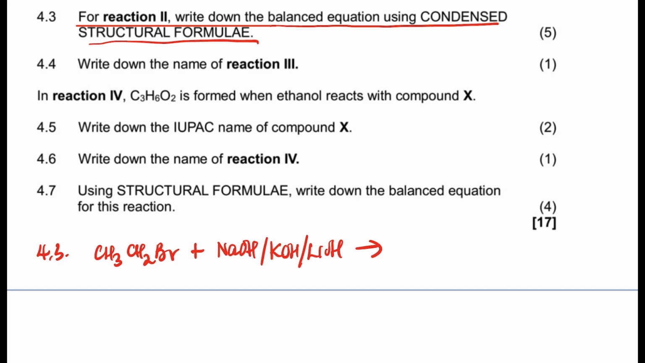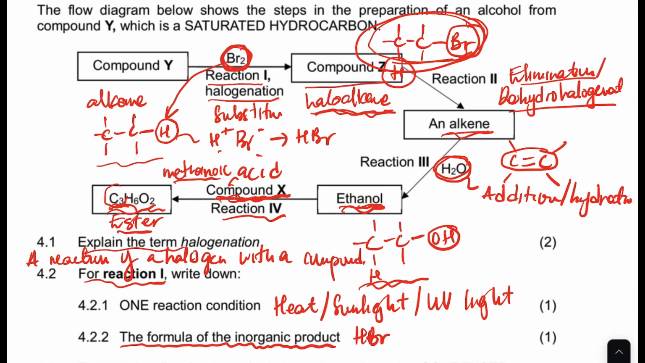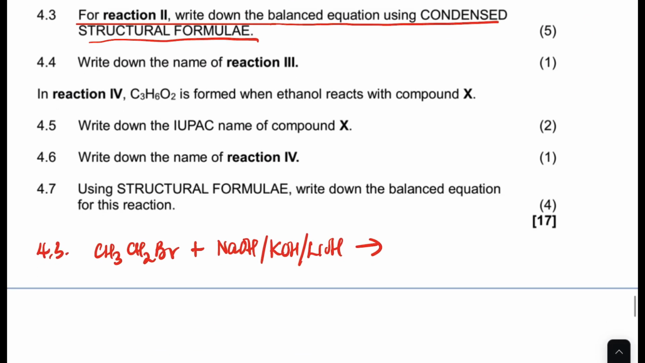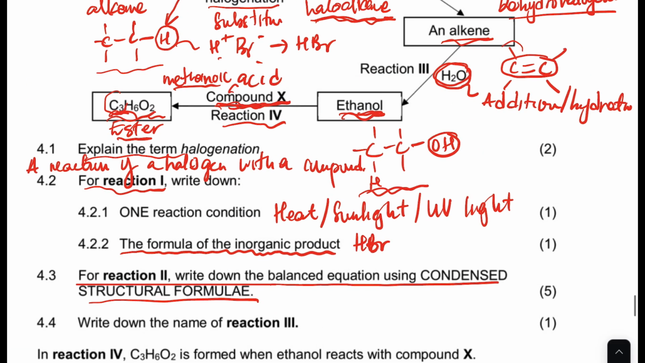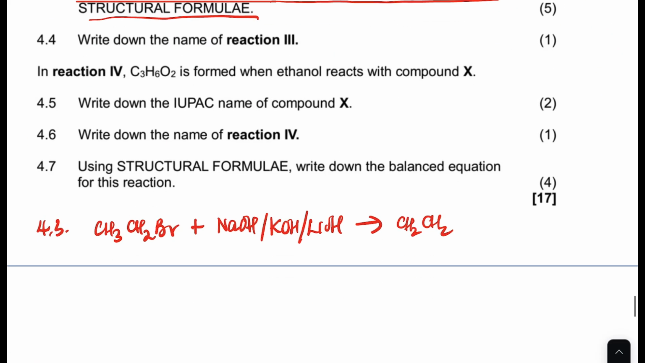And then what's going to happen? What was our product here? Our product was an alkene, right? Because you eliminated the Br and the hydrogen. So it's going to be an alkene, CH2, CH2, which is this one. And then what will be the product there?